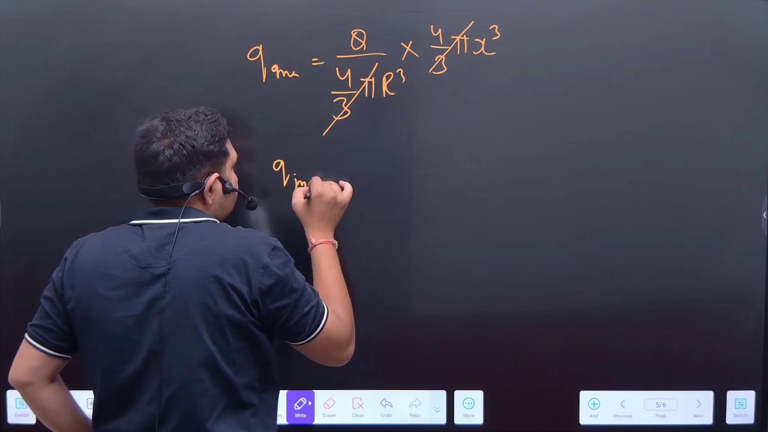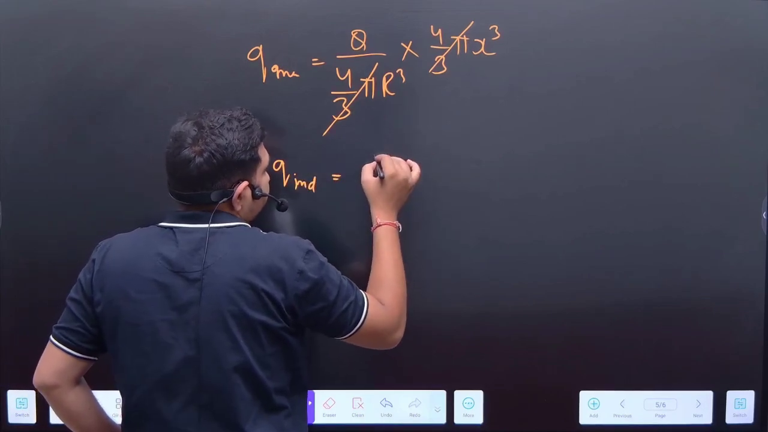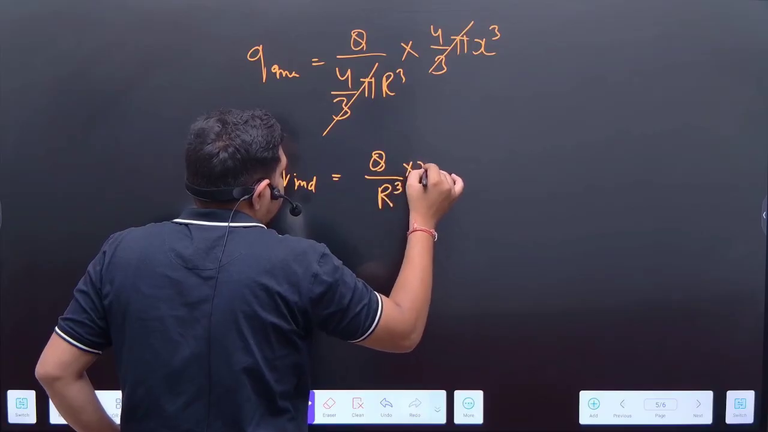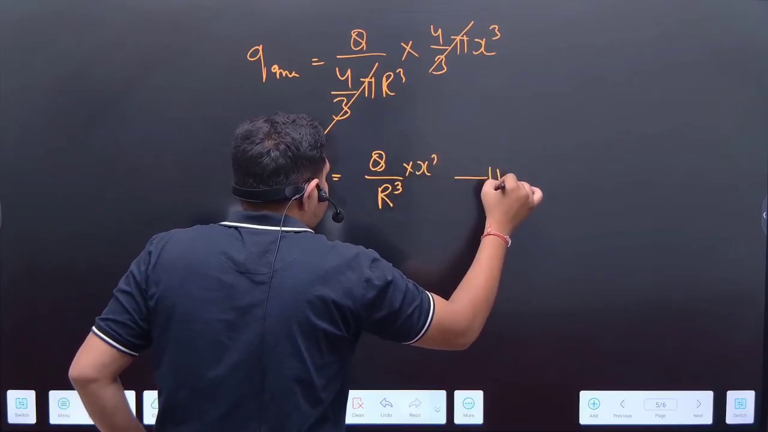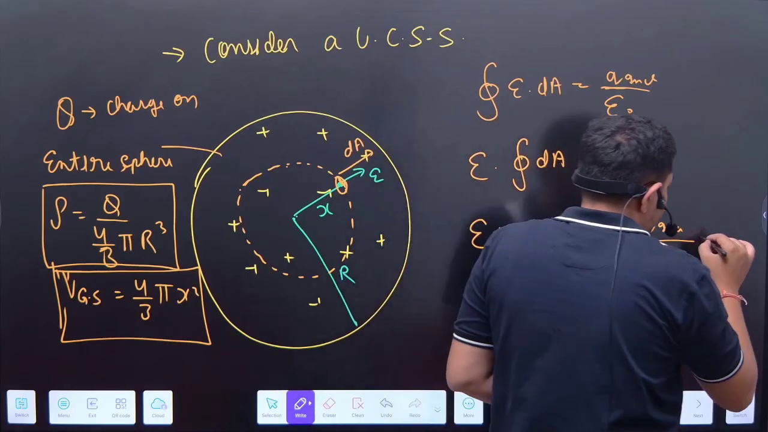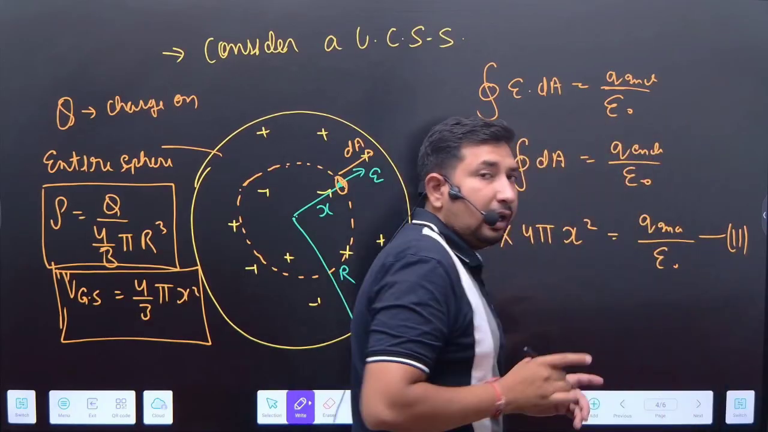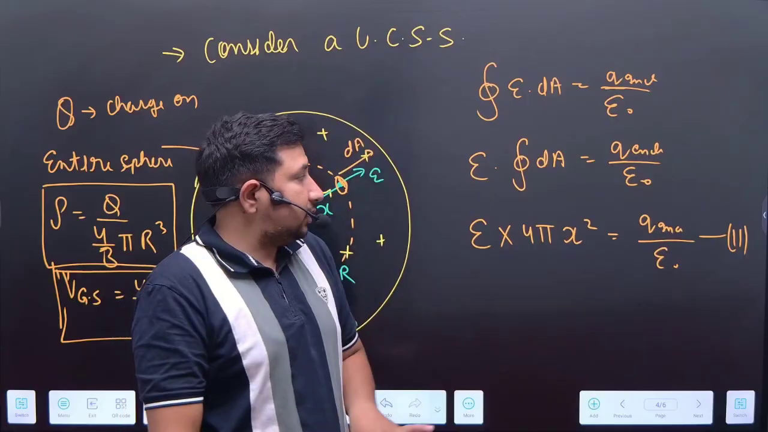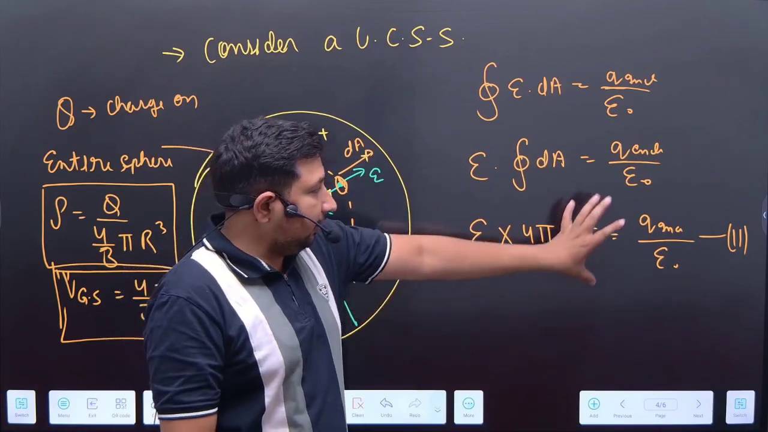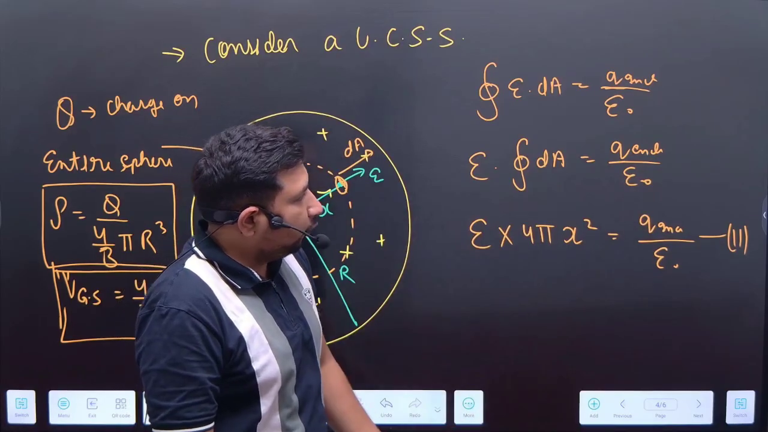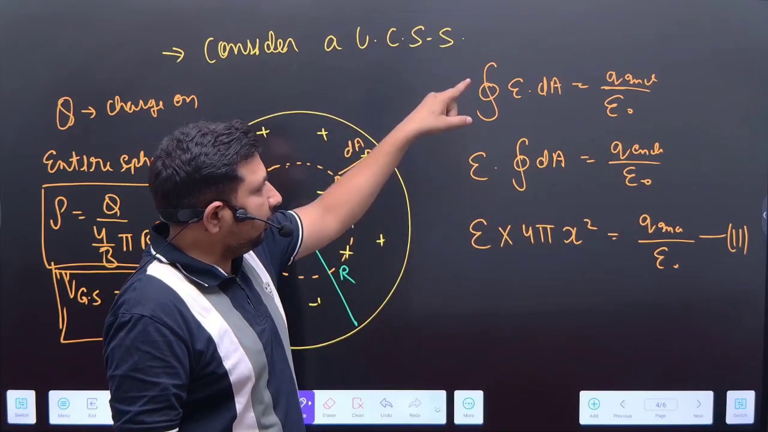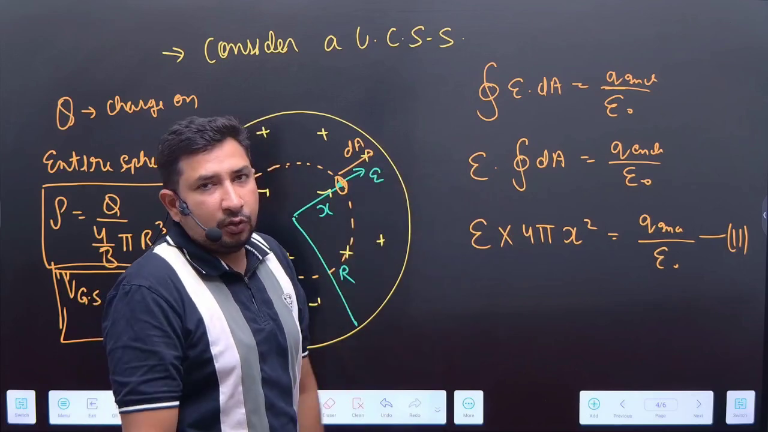So the charge inside the Gaussian surface can be written as Q by R cube times x cube. Let this be equation 1 and let this be equation 2. Now, if we put the value of charge from equation 2 into equation 1, then we can get what flux is. One flux we can calculate by the Gauss law, another flux we can calculate by the closed integral of E dot dA, and just put them equal, right?